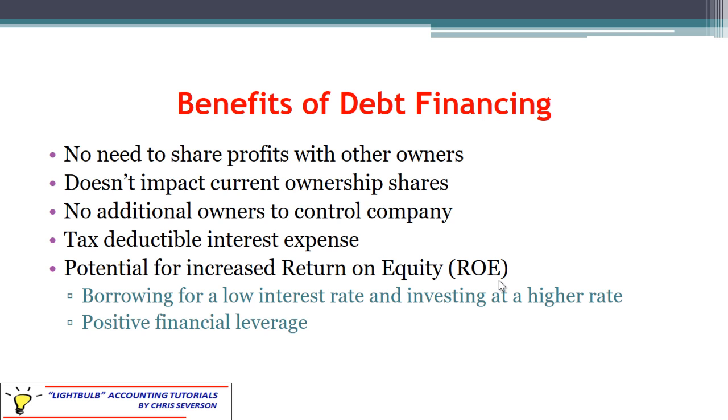Another benefit of debt financing is that it does not impact the current ownership shares. So whatever percentage of ownership one stock was worth before, if you issue bonds, that won't impact that percentage. If an owner currently owns 10% and then the company decides to issue bonds, that doesn't impact the 10% ownership that owner had. It also means there are no additional owners to control the company. So when we talk about voting rights and all of that, the bondholders do not have that power.